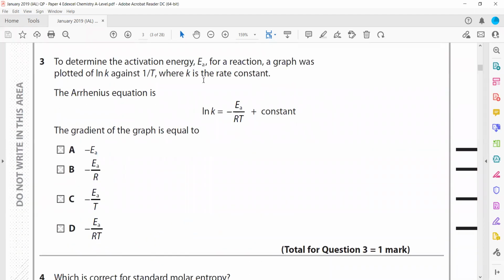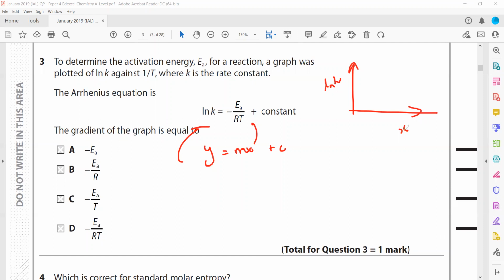The next question: to determine the activation energy for a reaction, a graph was plotted between ln k and 1 over T, where k is the rate constant. What is the gradient? When we compare with the equation of a straight line, y = mx + c, on the y-axis we have ln k and on the x-axis 1 over T. The gradient will be equal to minus Ea over R, so B will be the right answer.